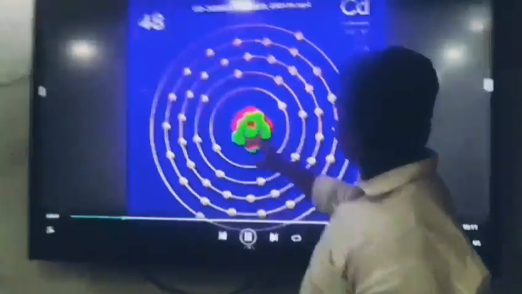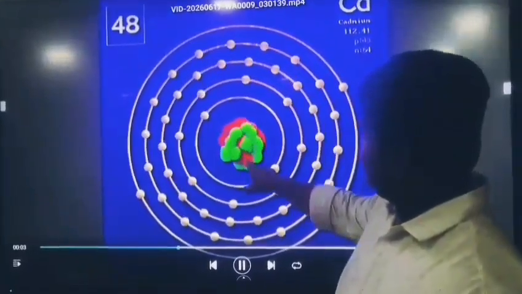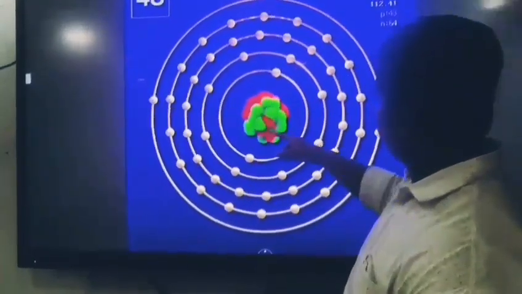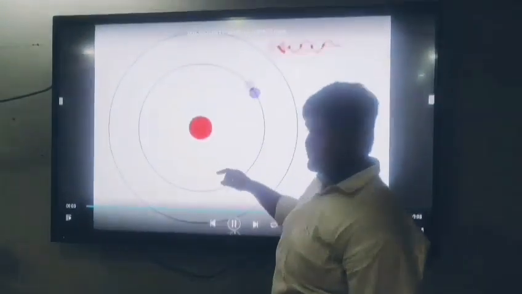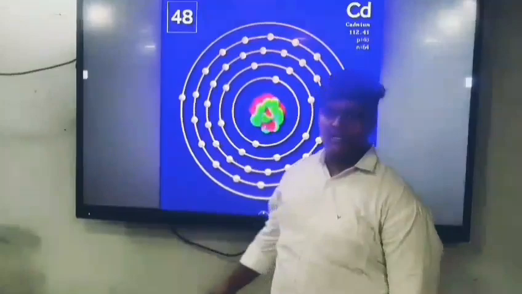This is Bohr's model, where the nucleus is present in the middle and the electrons are revolving around it. When an electron moves from a lower energy level to a higher energy level, it absorbs energy, and when it moves from a higher energy level to a lower energy level, it emits energy.